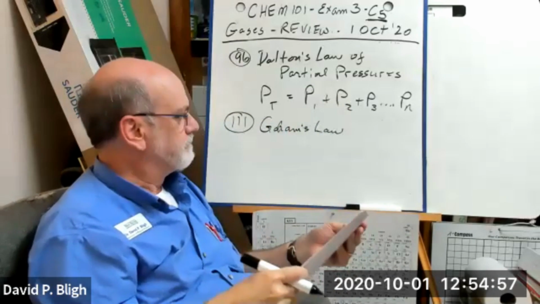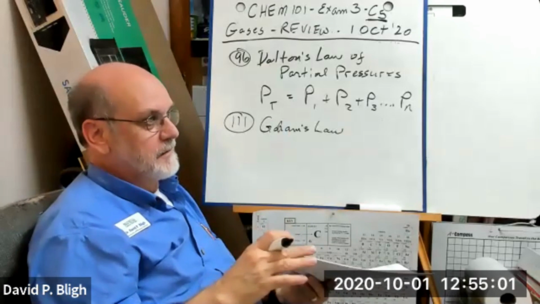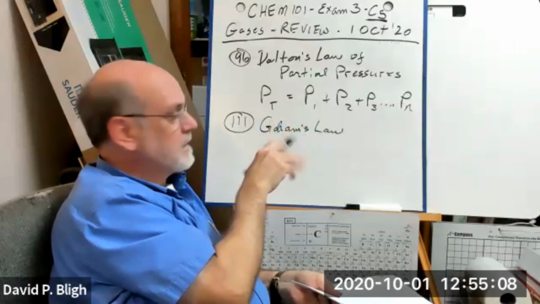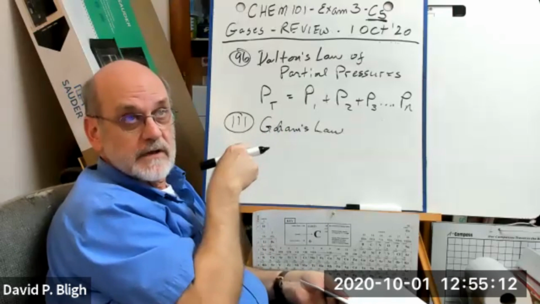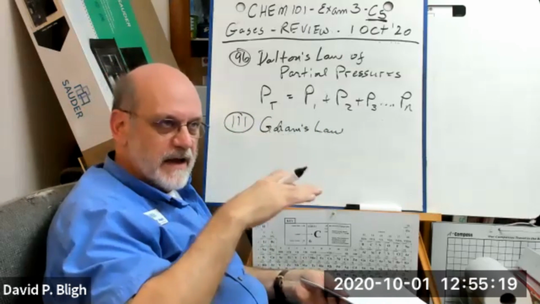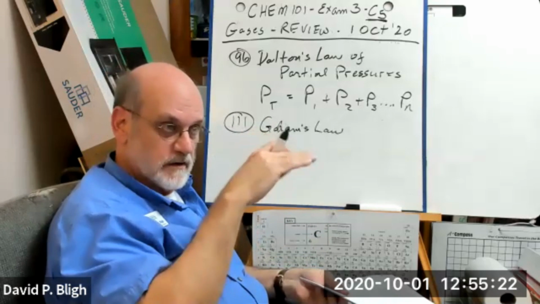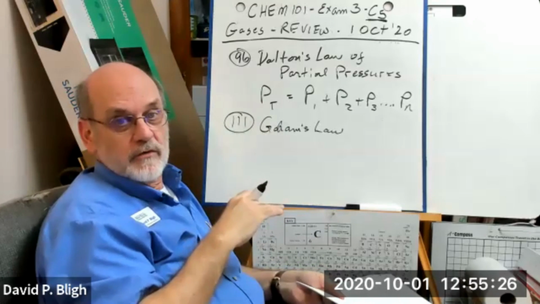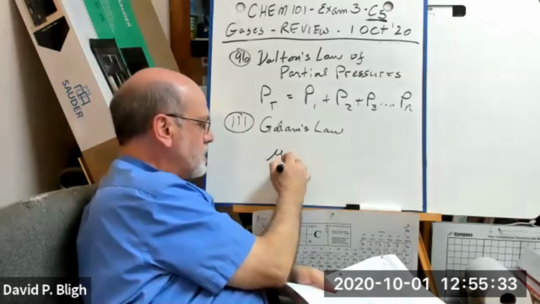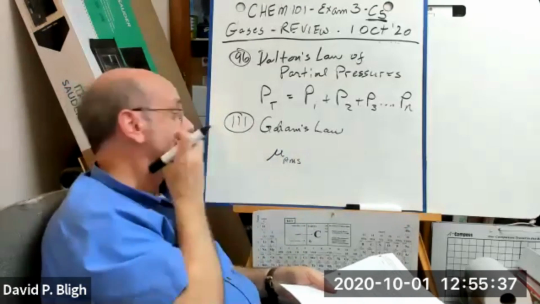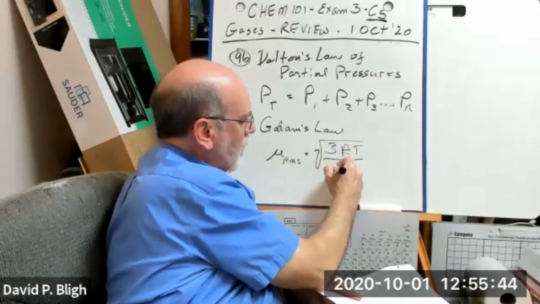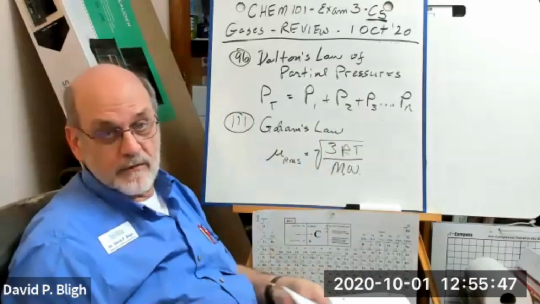So what does Graham's law say? Well, in words, it says that the rate of effusion of any gas is inversely proportional to its molar mass. So that means the lighter the gas, the faster it moves. And we've got an expression where we use mu as the velocity, equal to the square root of 3RT over the molar mass, and I abbreviate that MW for molecular weight.